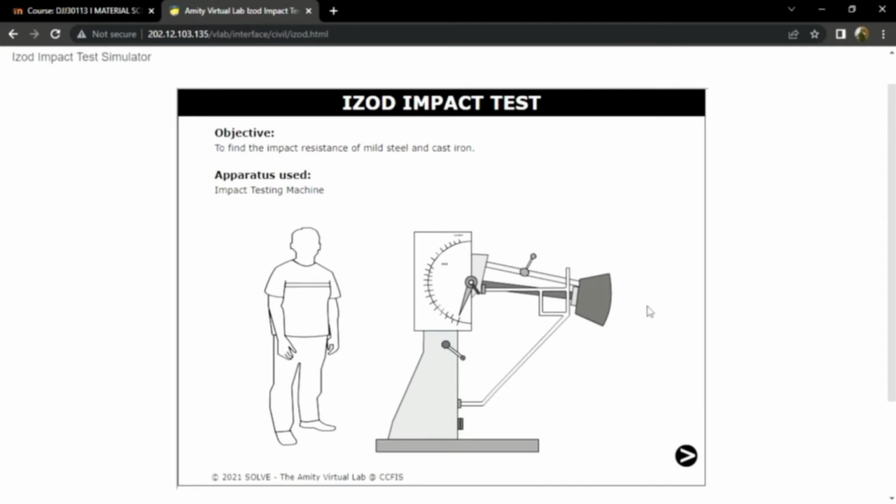Today our group, which is Azri and Nur Asyikah, we're going to present the Izod impact test. So the objective of the experiment is to find the impact resistance of mild steel and cast iron. The apparatus used in this experiment is the impact testing machine.